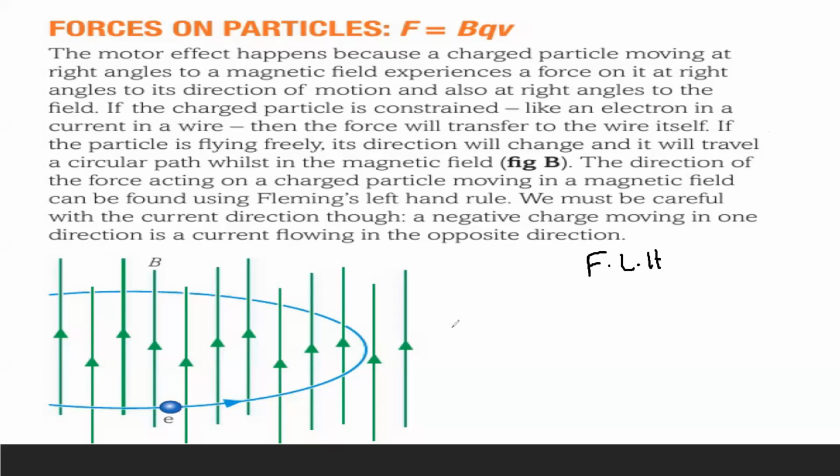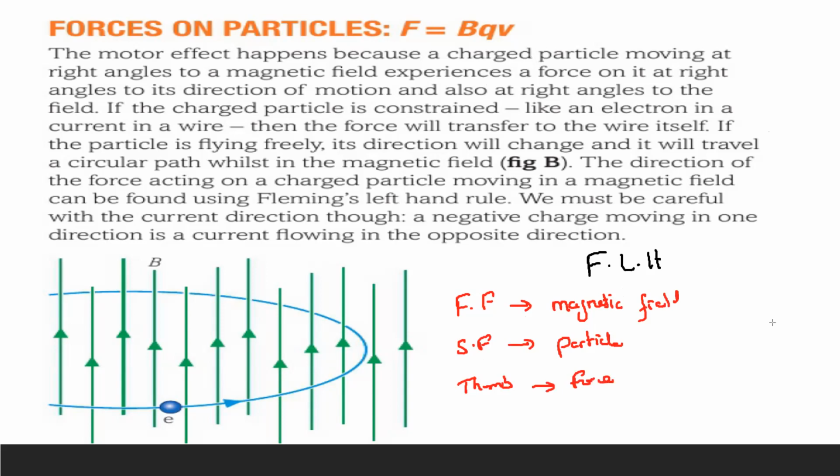According to Fleming's left-hand rule, your index finger, your first finger, represents the direction of a magnetic field. Your second finger represents the motion of the particle, which direction the particle is moving. And your thumb will represent the direction of the force. And all will be perpendicular, or 90 degrees, to each other.